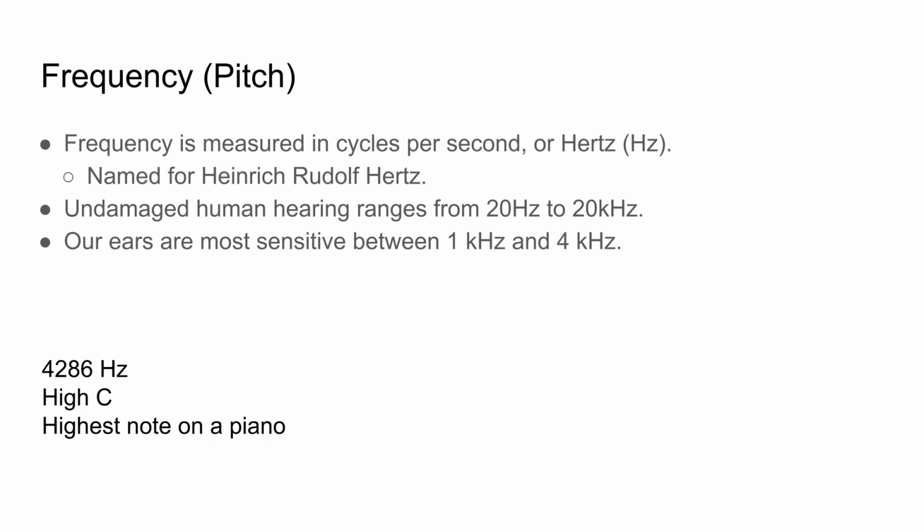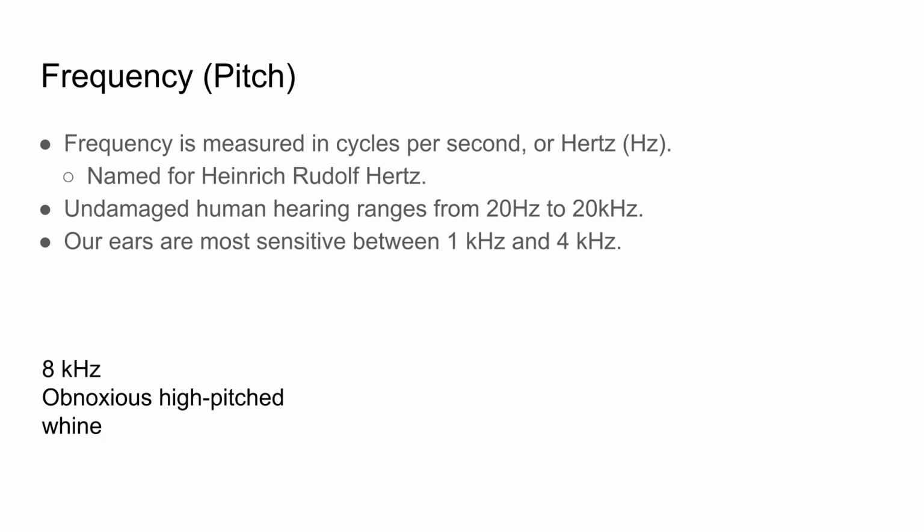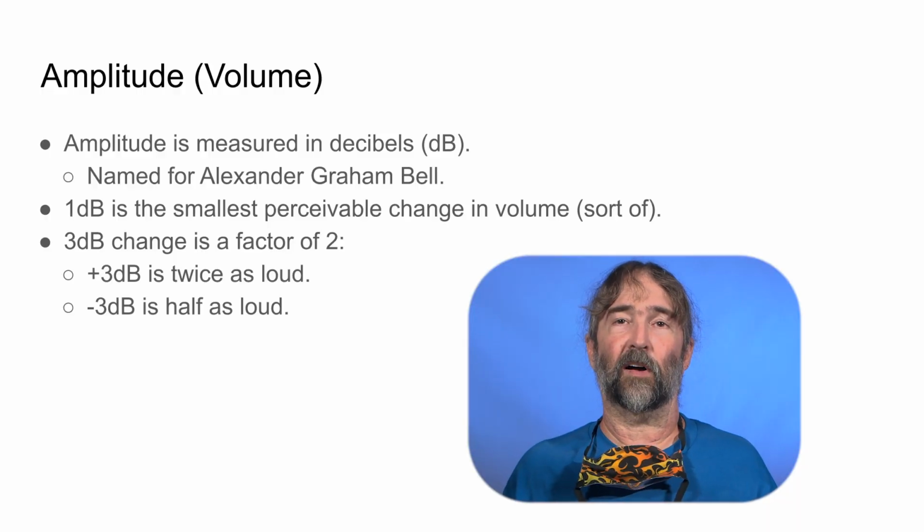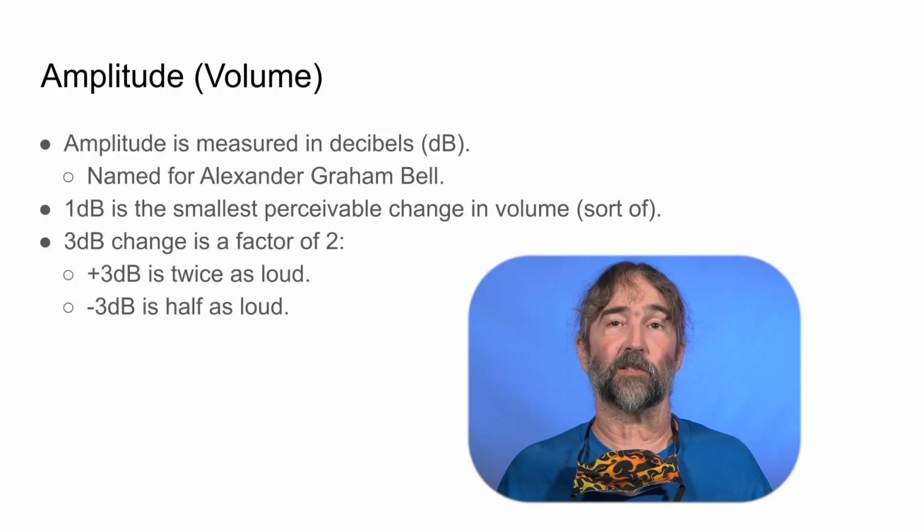High C on a piano. This is the highest note on a typical 88-key piano. 8 kilohertz. This is just a high-pitched whine. We could go higher and test the limits of your hearing, but you get the idea. There's a correlation between the faster those sound waves arrive at your ear and what you perceive as the pitch of that sound. The amplitude, or the volume, we measure in decibels.